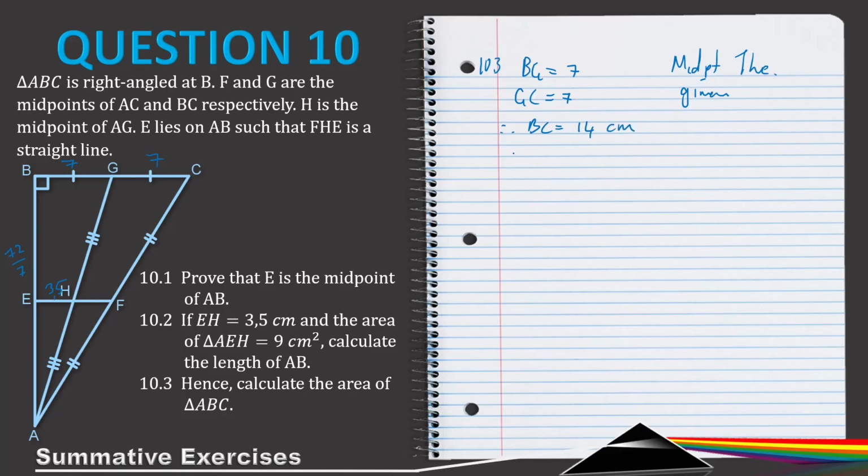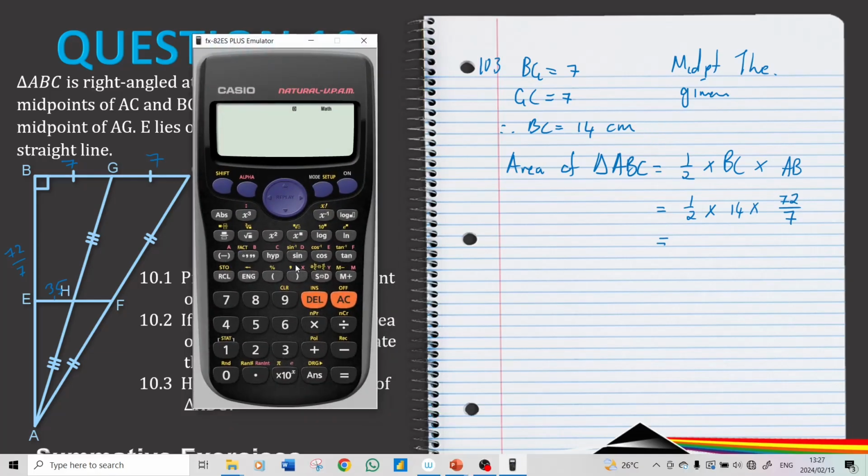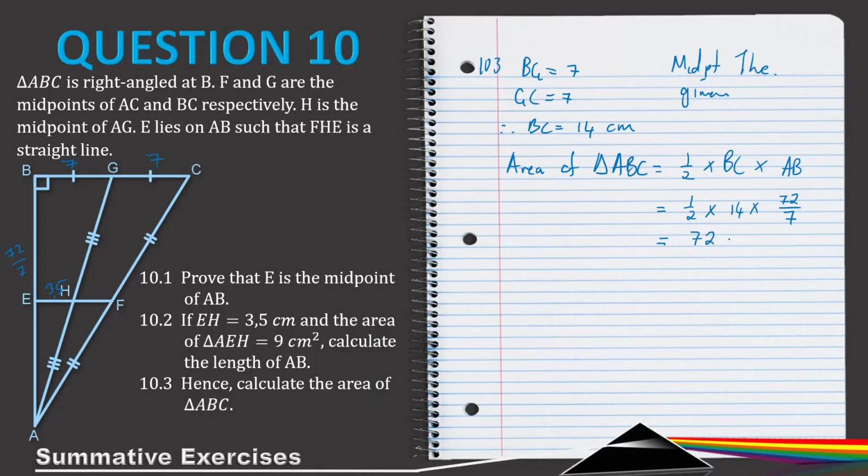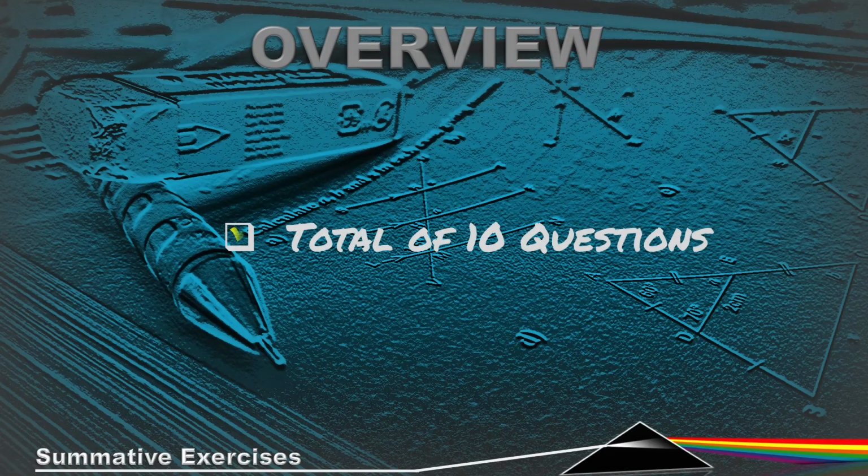All right, now the area of triangle ABC is equal to half the base, and the base is BC, multiplied by the perpendicular height, which is AB. So we've got half times BC, which is 14, multiplied by AB, which is 72/7. If we put that on the calculator, 0,5 times 14 times 72/7, that gives us 72. And our units are centimeters squared. Right, so that was all of the 10 questions, and then we are done.